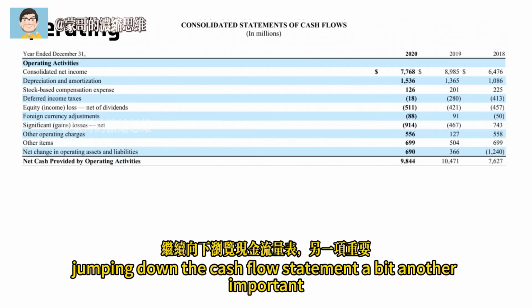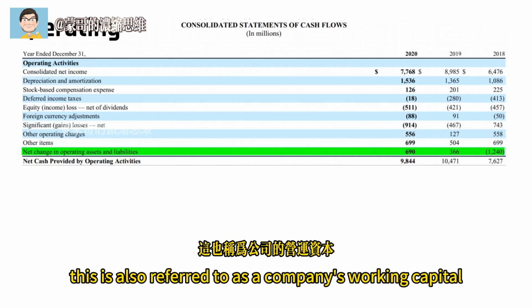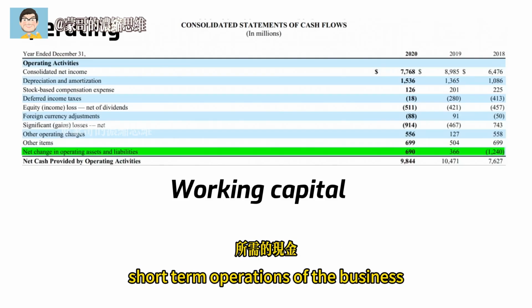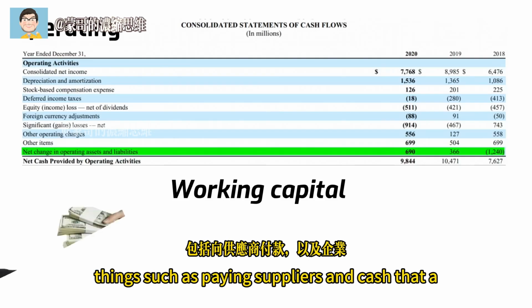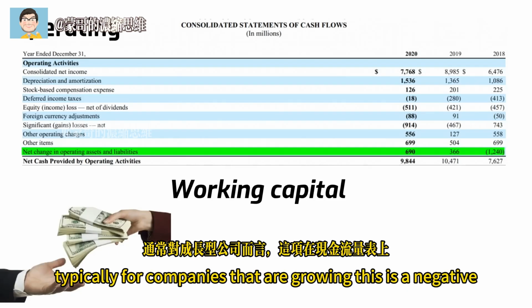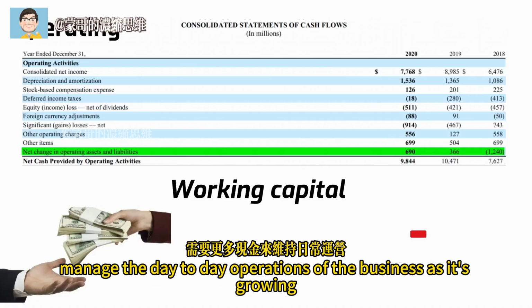Jumping down the cash flow statement a bit, another important line item is the net change in operating assets and liabilities. This is also referred to as a company's working capital. Think of this as the cash needed to run the short-term operations of the business, things such as paying suppliers and cash that a business is owed from its customers but not yet paid. Typically for companies that are growing, this is a negative number on the cash flow statement as more cash is needed to manage the day-to-day operations of the business as it's growing.